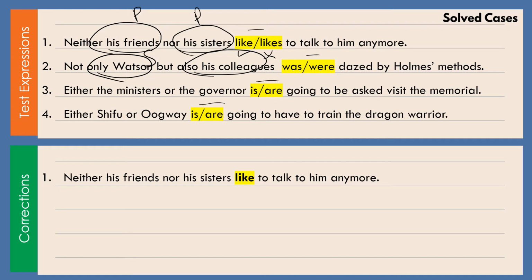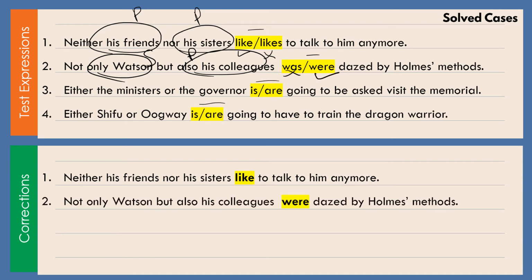Next one: not only Watson but also his colleagues was or were dazed by Holmes' methods. The first subject is singular, second is plural, and the plural subject is more proximal, so you want your verb form to be plural in nature as opposed to "was". So the sentence becomes: not only Watson but also his colleagues were dazed by Holmes' methods.